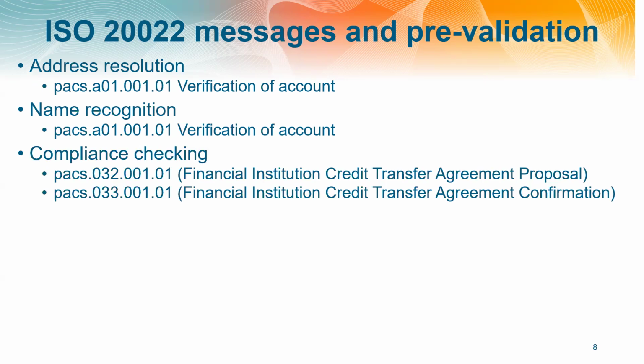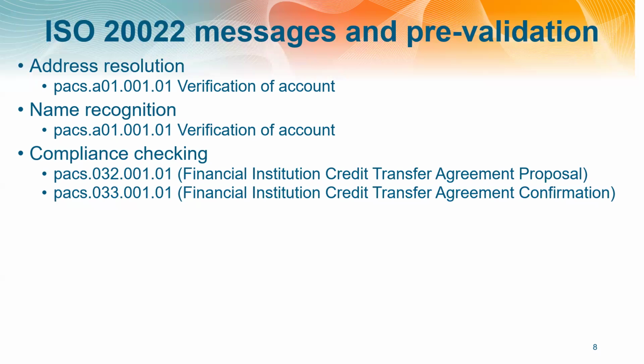For compliance checking, we have a pair of messages, PAX 032 and PAX 033. These are messages which are proposed by the Mojaloop Foundation. The business justification for them has been accepted, and it's currently going through the modelling phase, which is done by Swift. But in principle, we will see these messages arriving in the ISO 20022 message set, hopefully this year.